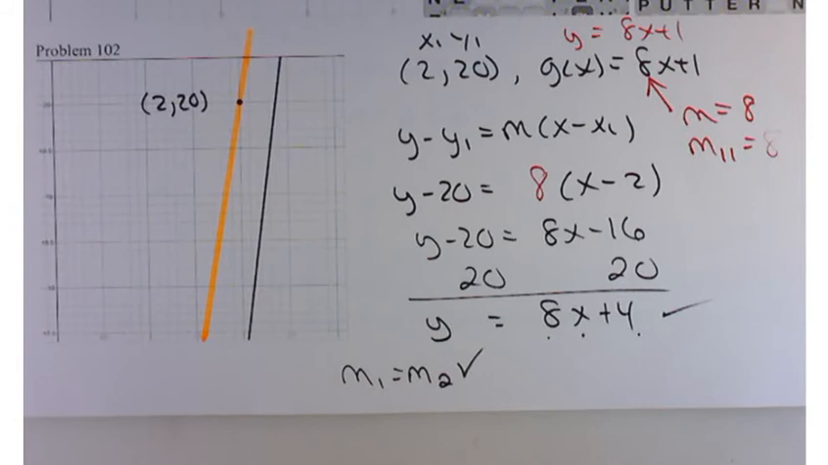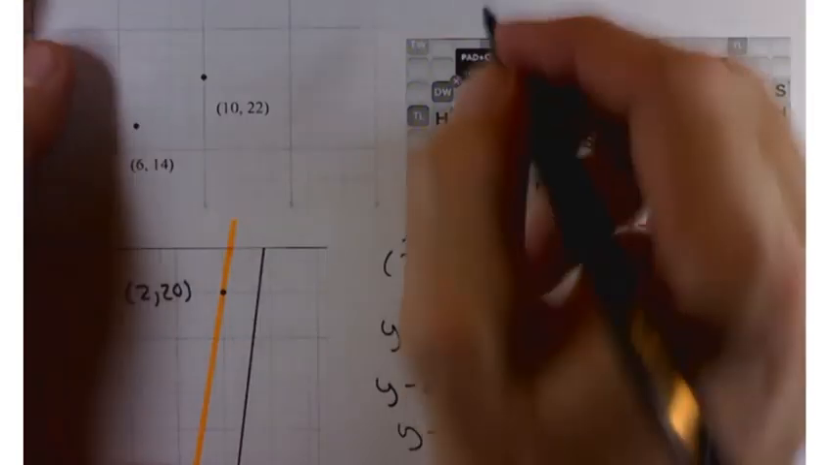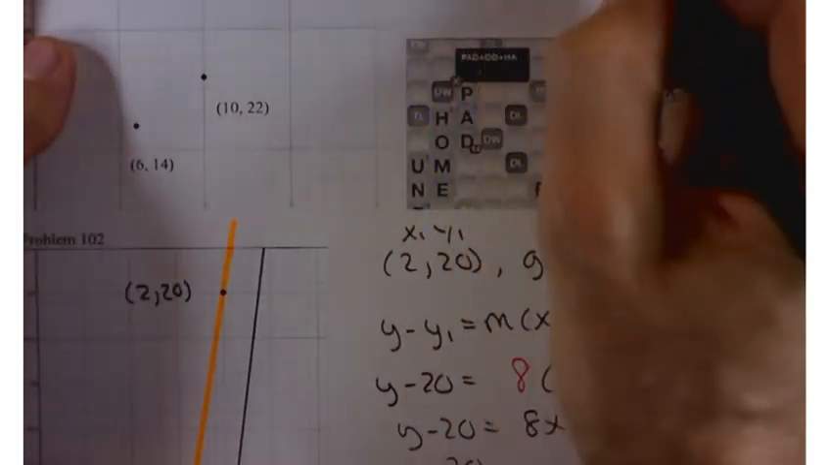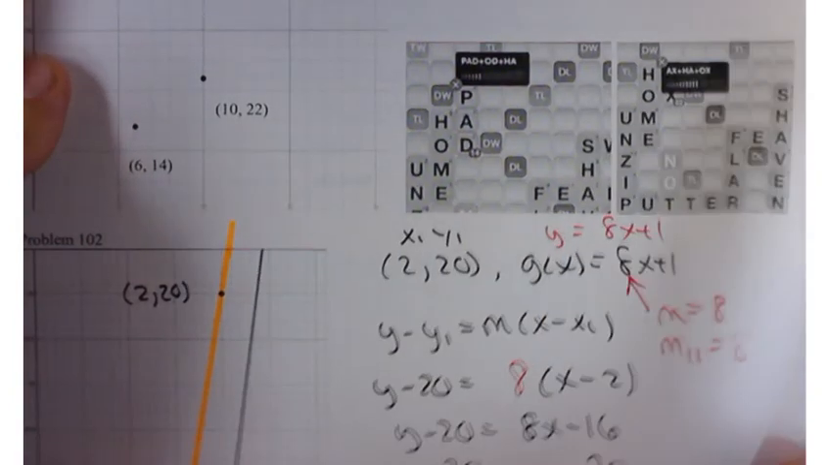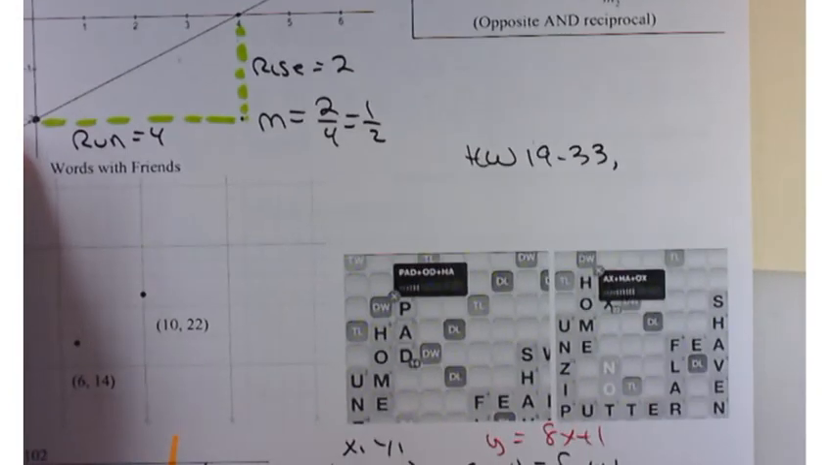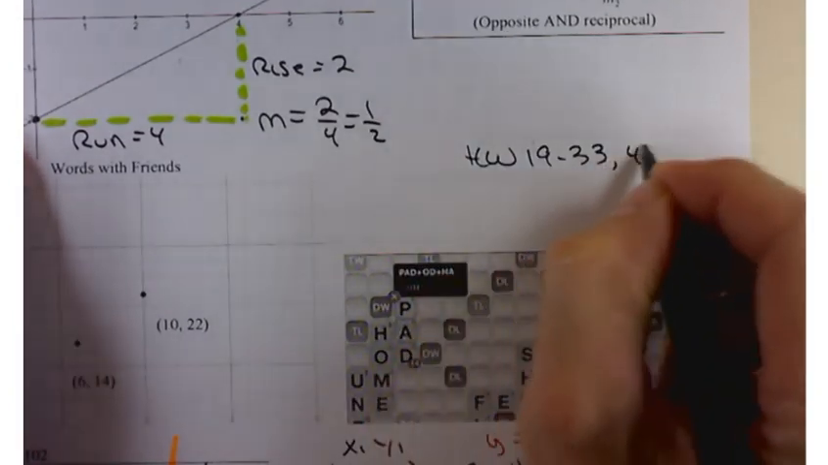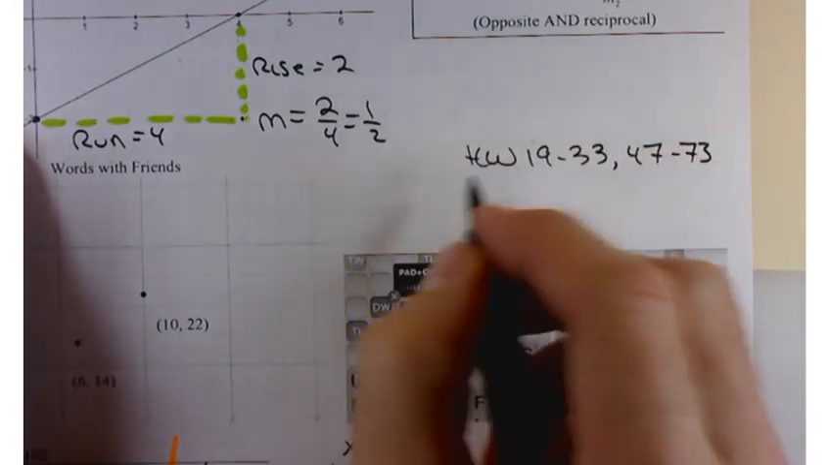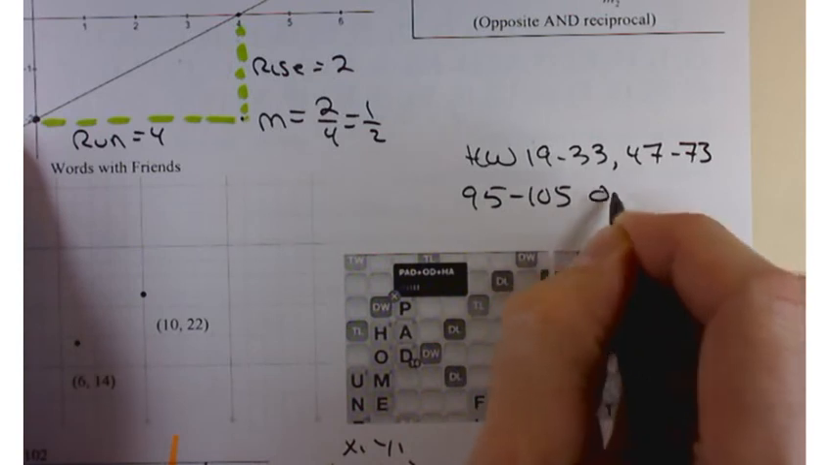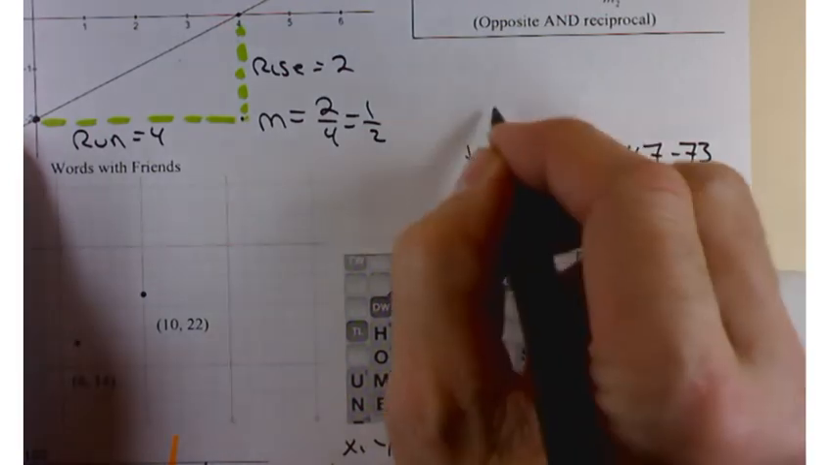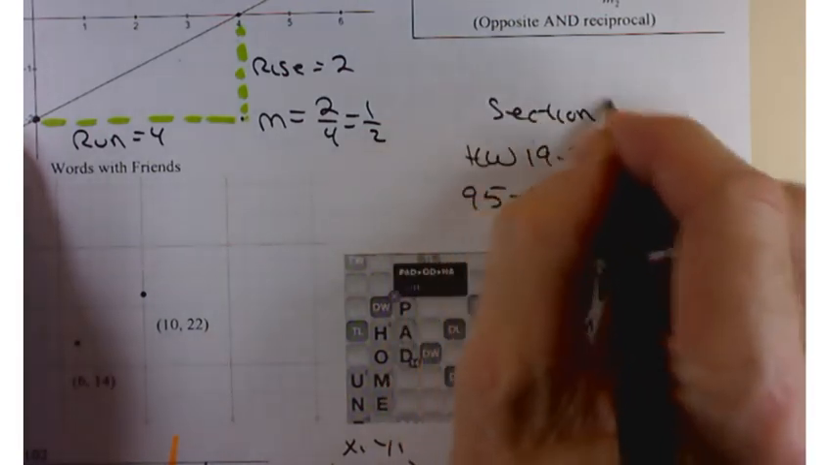All right, let me wrap things up so I can get you out of here. Give you some homework for section 8.2. Homework would be 19 through 33, 47 through 73, 95 through 105, and again, that's just the odds, and that's section 8.2.